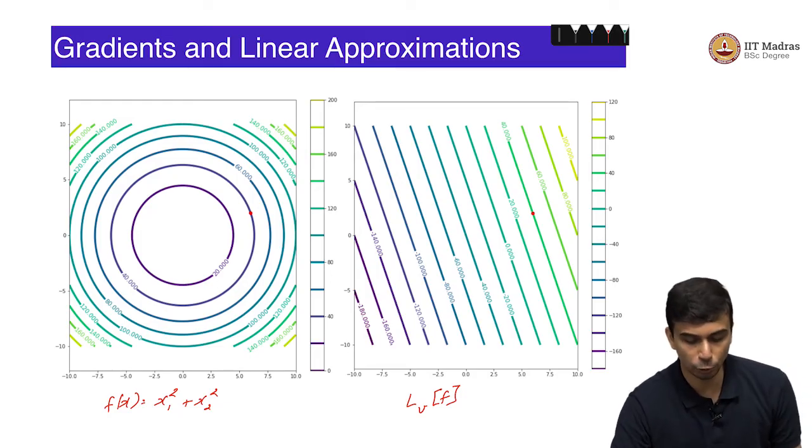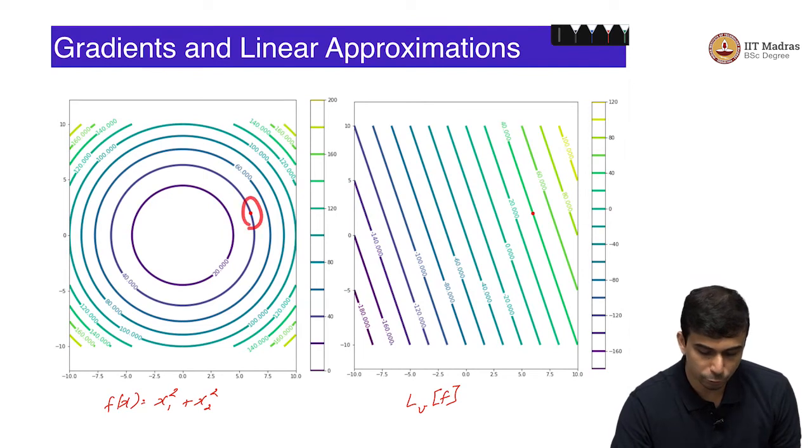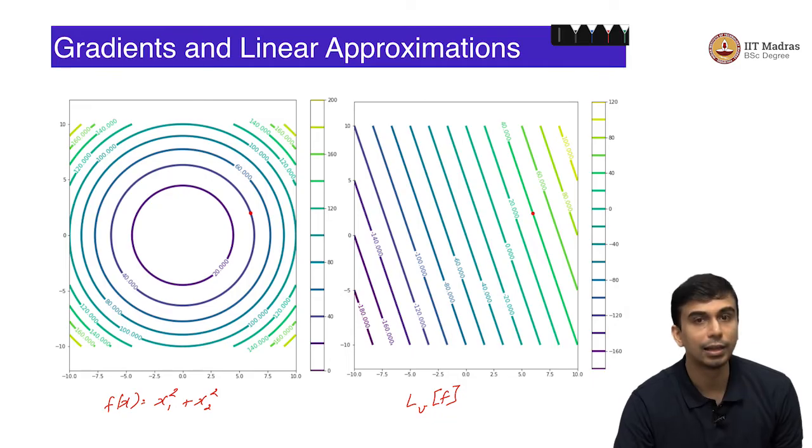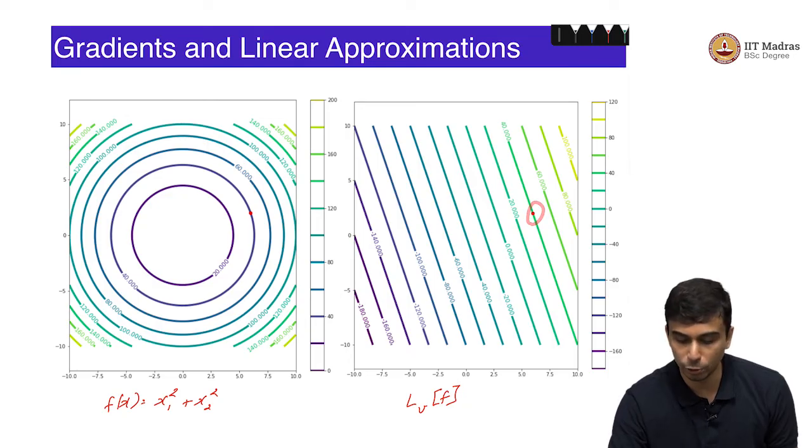A couple of things to note immediately, which is f of x evaluated at 6 comma 2, the value is equal to 40. You can see that this circle has value 40, and you can see that the linear approximation of f at the point 6 comma 2 also has the exact value 40.